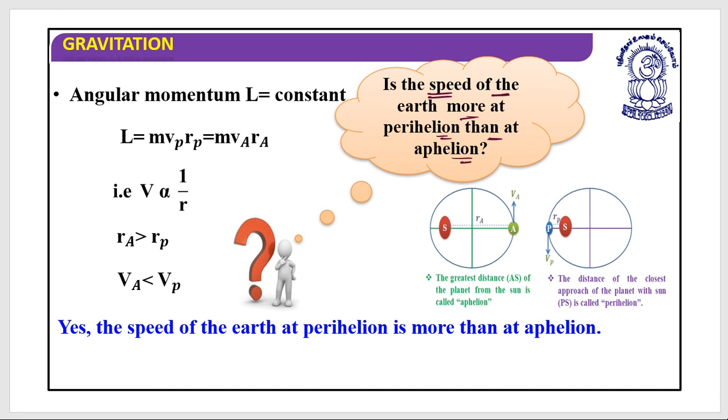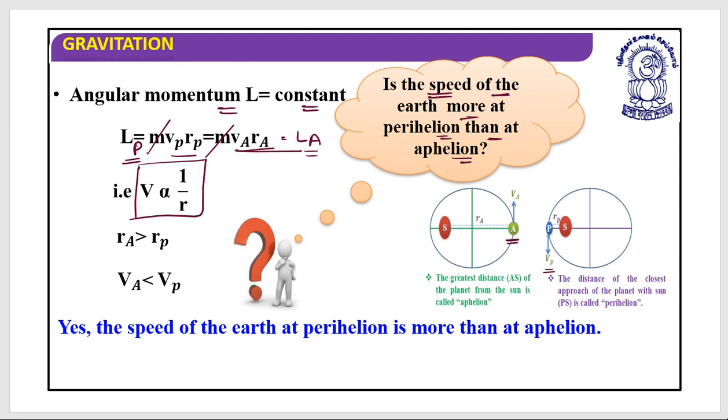Let's write the angular momentum at aphelion as LA, and the angular momentum at the perihelion as LP. Now we understand that angular momentum is constant, so LP is equal to LA. While writing this, I understand that this M and this M cancel. So VPRP is equal to VARA. That means V is inversely proportional to the distance.